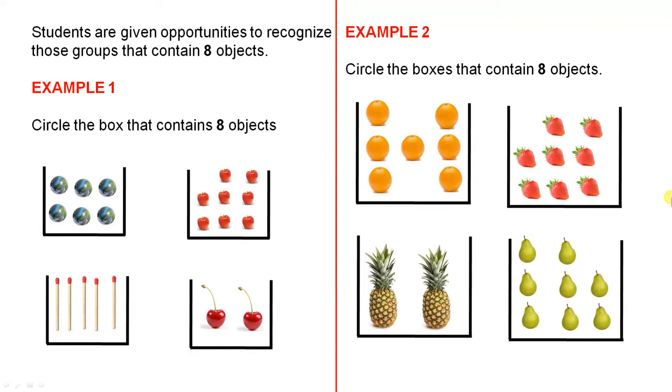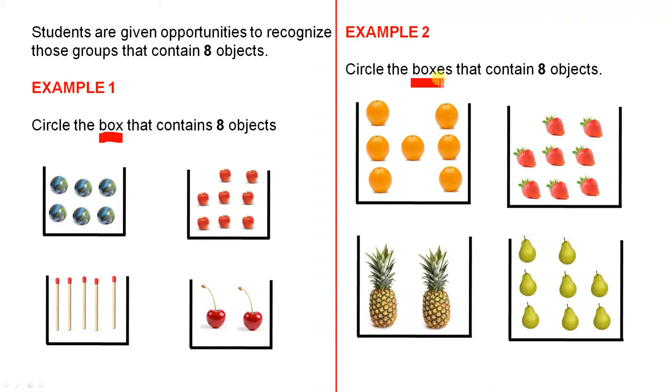Students are given opportunities to recognise these groups that contain 8 objects. So for the first example, you would ask students to circle the box that contains 8 objects. When they hear the word box, they would know that it's only one box, and I'm sure they'll pick this one. The second example, students would be asked to circle the boxes that contain 8 objects.